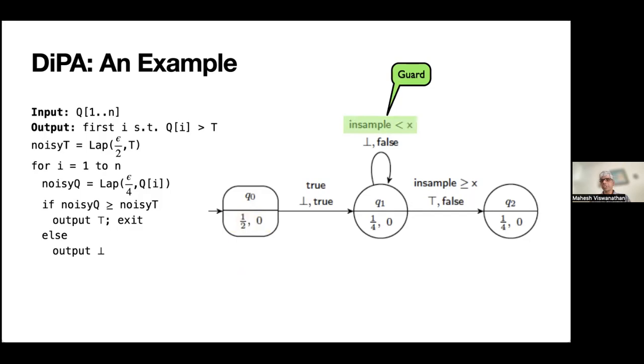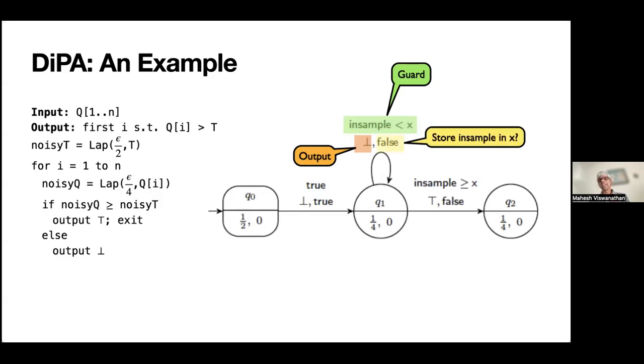Then you can look at the transitions. The transitions have three components. There is the guard, which tells you whether to take the step or not. And if you notice, the guard compares the value you've sampled with the value that is stored in the variable X. The second component is the output that you produce on taking the transition. The output in general can be a real number or can belong to some finite set. In this case, at each step, we are either outputting bottom or top. So that's the output.